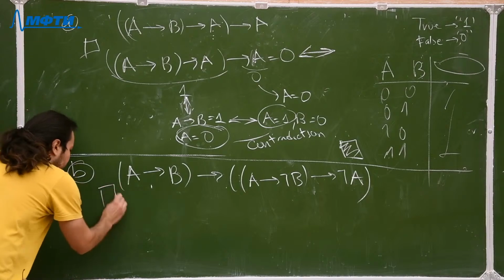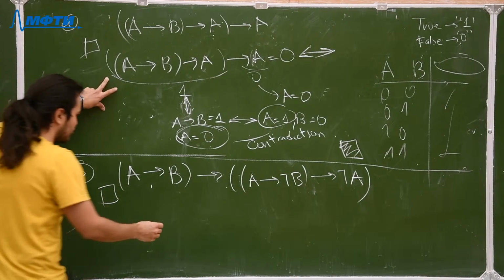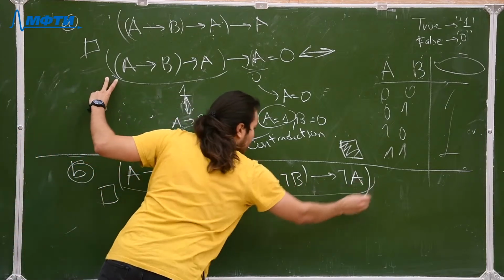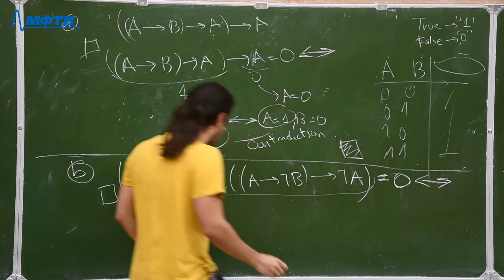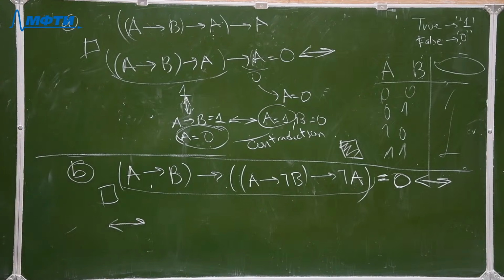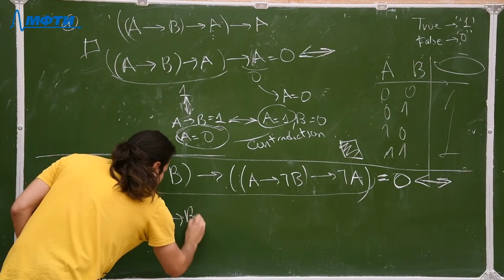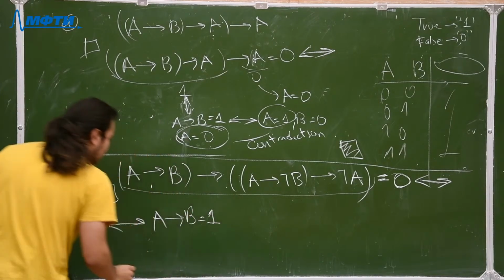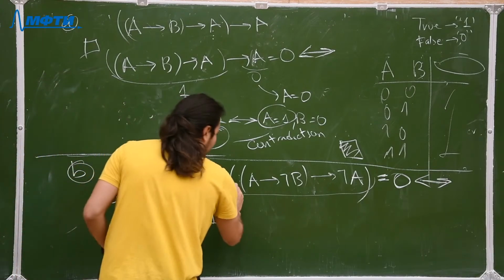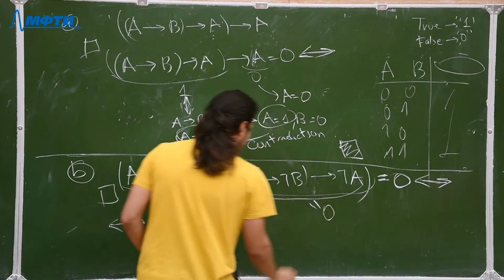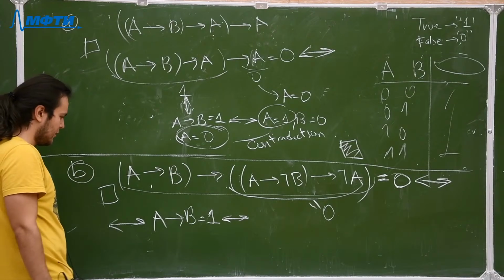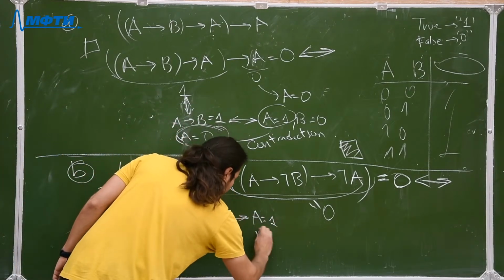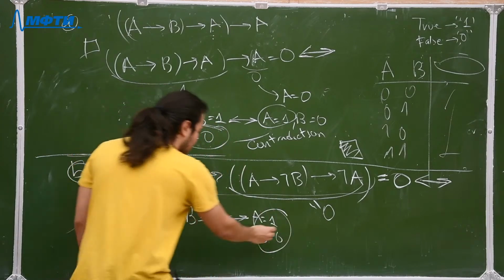Let's assume, so proof. Let's assume that this is equal to 0. So let's do it that way. This is equal to 0 if and only if what? Yeah, so let's write it this way, this is equal to 0. And this happens if and only if A is 1 and B equals 0, right?